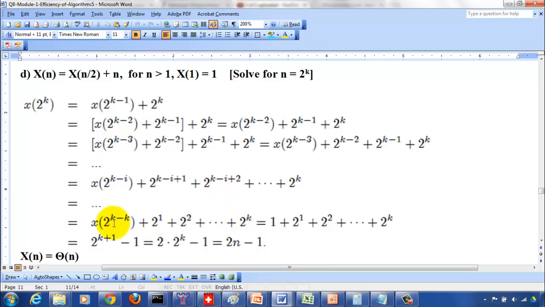And this is x of 0, so x of 2 to the 0, which is x of 1, is 1. So 1 plus 2 to the 1 plus up to 2 to the k is 2 to the k plus 1 minus 1 divided by 2 minus 1, but 2 minus 1 is 1, so it is theta of 2 to the k, and I can replace that as 2 to the k is n, right? So I can say it is theta of n. Okay.